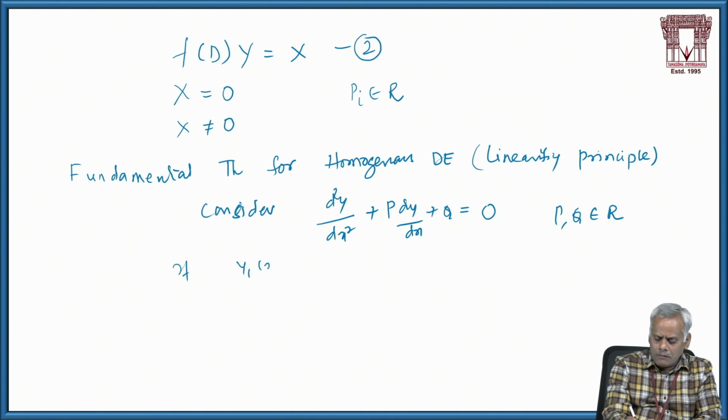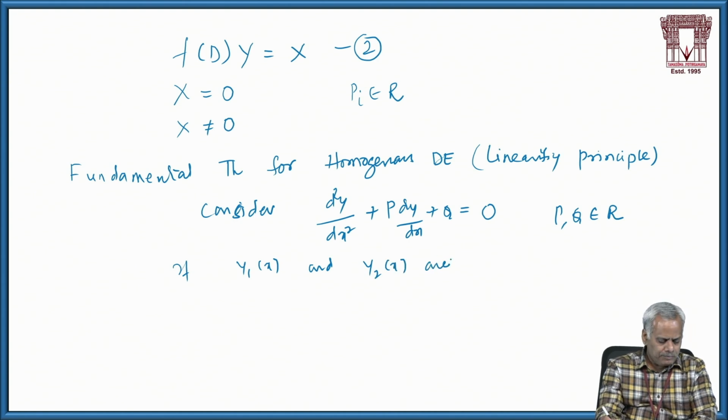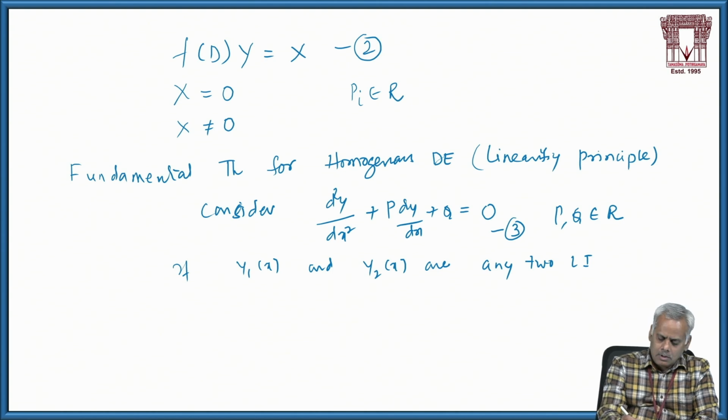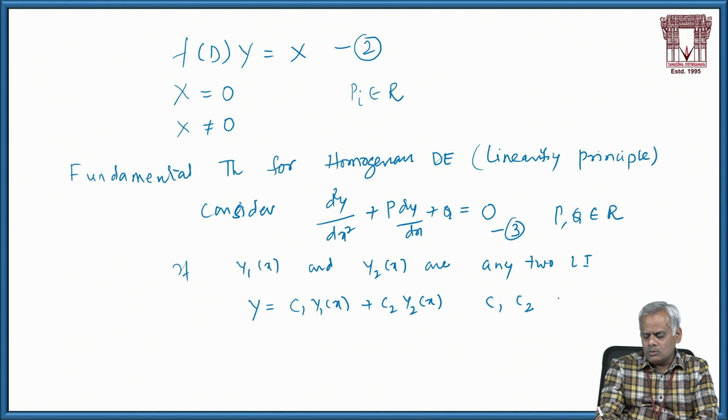So what is the fundamental theorem for homogeneous differential equation? If y1 of x and y2 of x are any two linearly independent solutions of equation 3, then the general solution of equation 3 is given by y is equal to c1 y1 of x plus c2 y2 of x, where c1 and c2 are arbitrary constants.